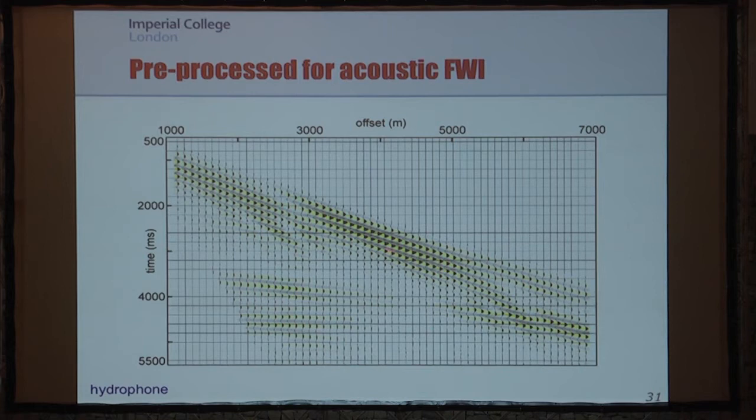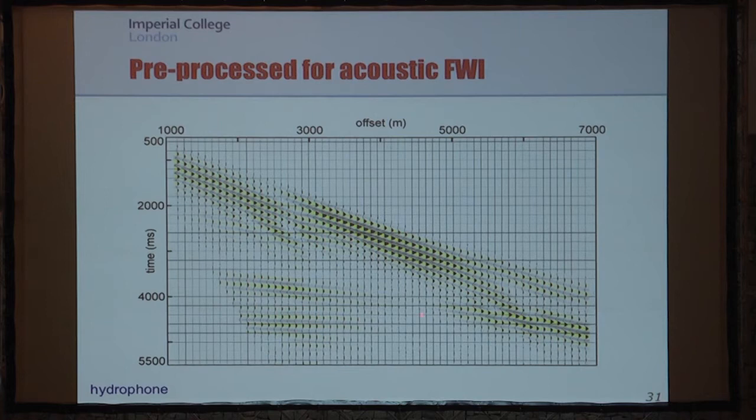I've kept this top chalk reflector. That's the top chalk reflector going post-critical. This is the subcritical reflections in there. But mostly what I'm going to invert are these arrivals and this one. So that's the pre-processing. It looks almost exactly the reverse of what you would do for conventional processing.